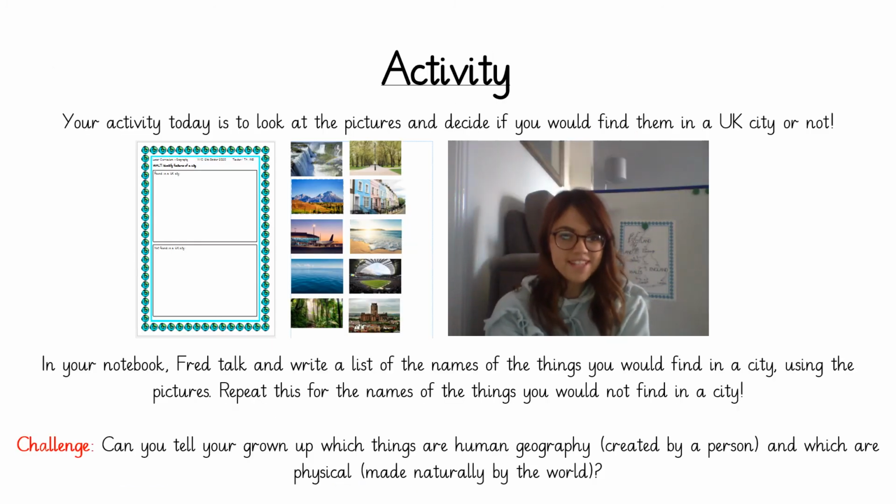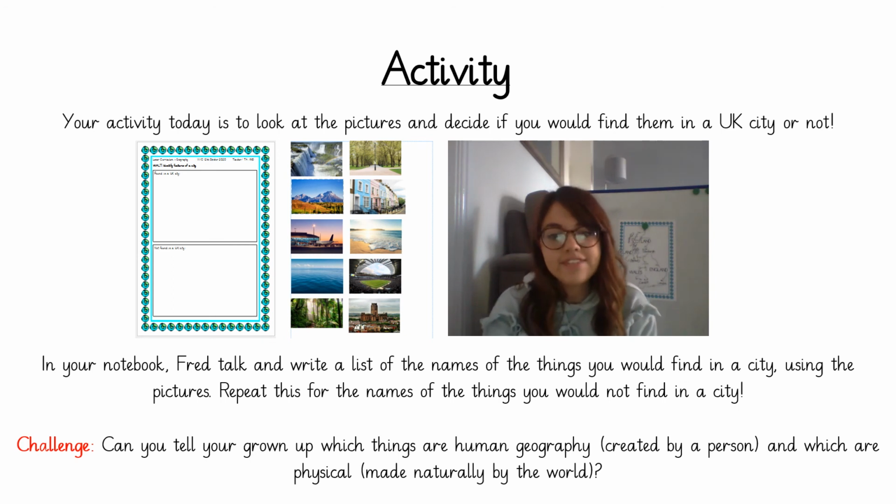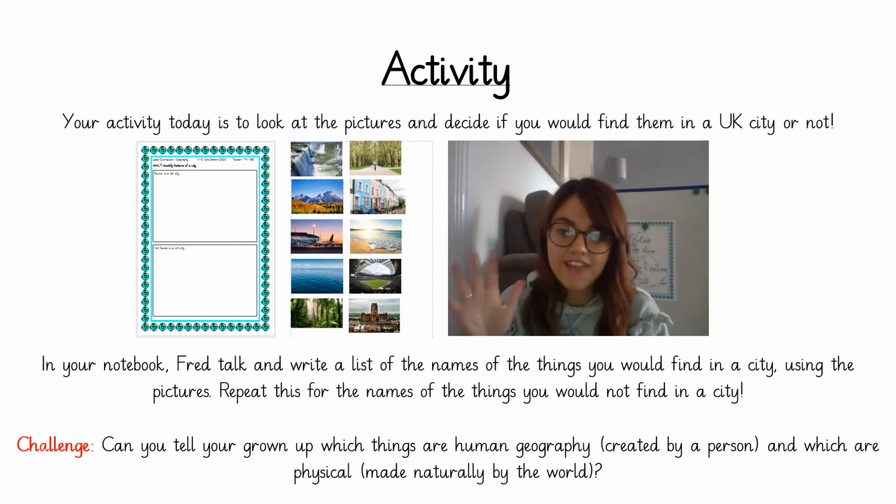Okay everybody, this is your activity for today. You're going to have a little look at the 10 pictures on your sheet and decide if you would find them in a UK city or not. So in your notebook, you might want to talk and write a list of names of things you would find in the city using those pictures, and a list of things that you wouldn't find in the city. There are 5 things that you would find in a city and 5 things that you won't find in a city in the UK.